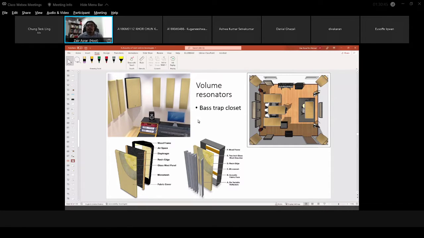We can also use the same concept to reduce the problematic area in the room. For example, we know that we have lots of reflection at the corner and so on, so we can install what we call a bass trap closet. So the idea is still the same. You have the porous material, so the sound will go here and it will be trapped by this volume resonator.